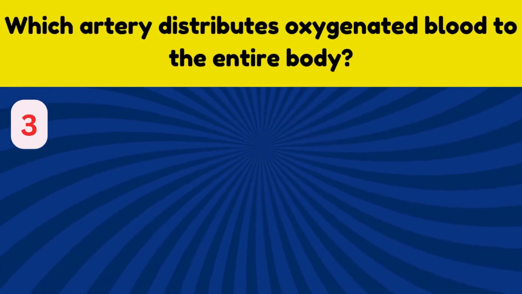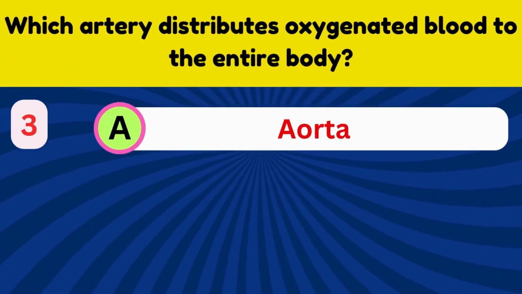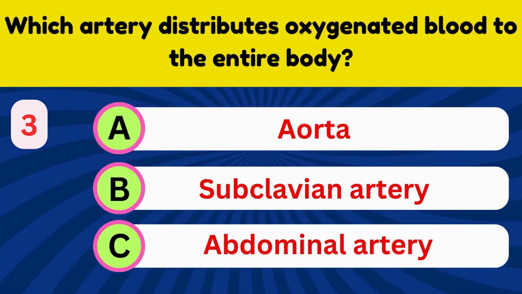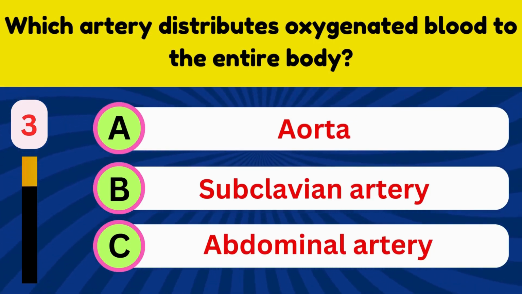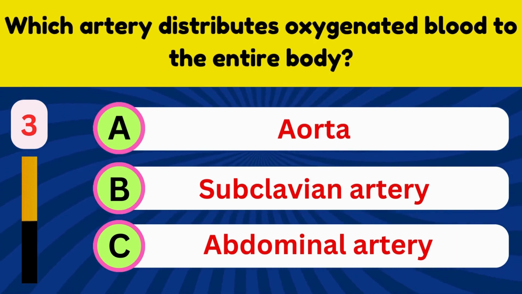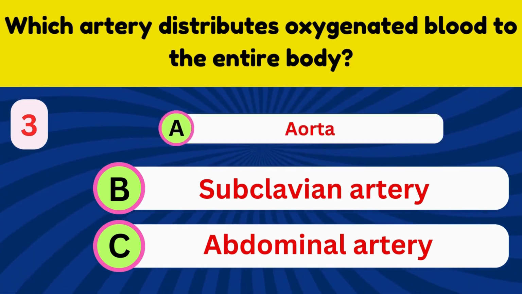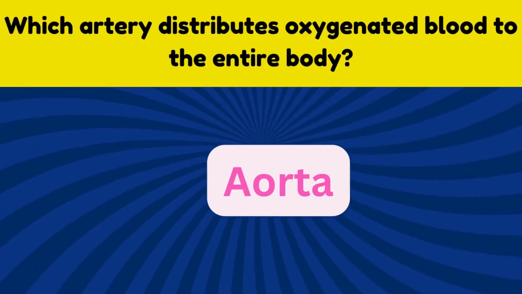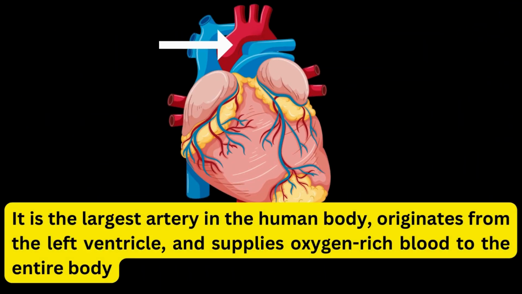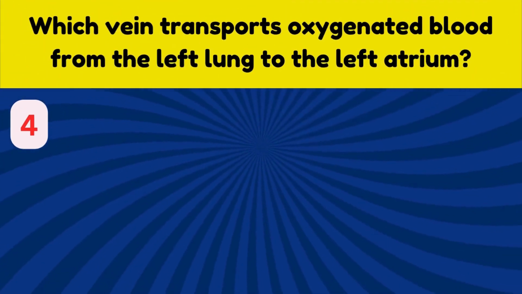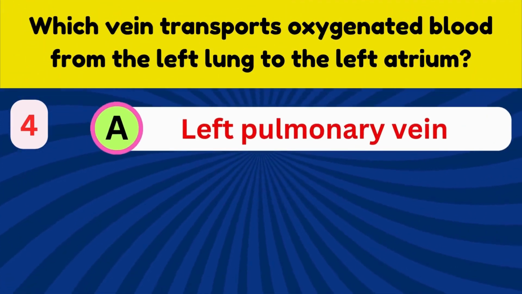Which artery distributes oxygenated blood to the entire body? Aorta. It is the largest artery in the human body, originates from the left ventricle, and supplies oxygen-rich blood to the entire body. Which vein transports oxygenated blood from the left lung to the left atrium?